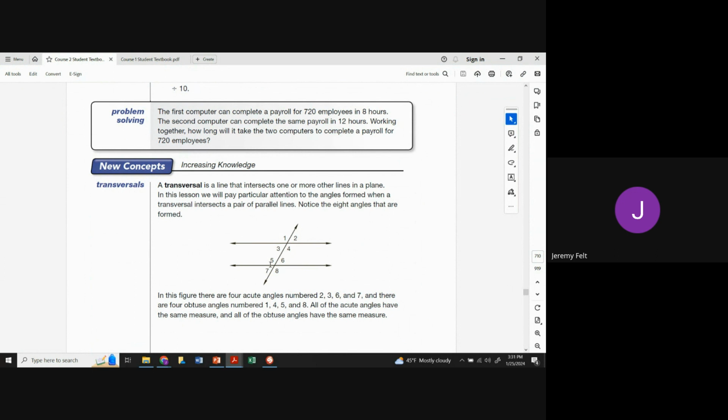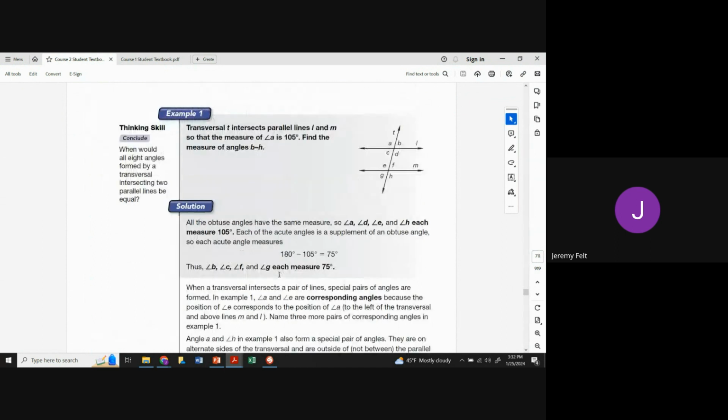What's nice about this, and there's names for alternate exterior, alternate interior, corresponding angles, vertical angles, a lot of different names for the positions of the angles, but if we remember, all of our acute and all of our obtuse are going to be the same. We can be given one angle and pretty quickly find all the other 7.